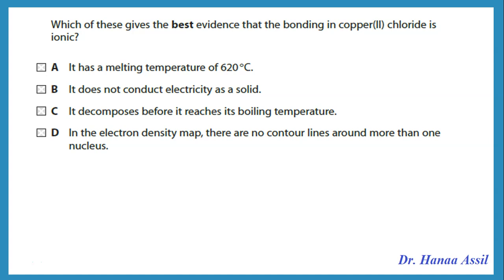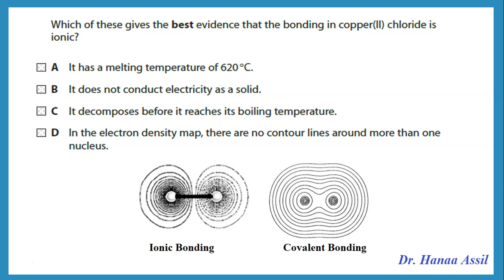Which of these gives the best evidence that the bonding in copper 2 chloride is ionic? So if we have copper 2 chloride and I want to show that it is purely ionic, well, from the contour lines, from the electron density map, we said if it is ionic, then none of the lines would overlap. So there are no contour lines around more than one nucleus. The contour lines are separate around the nucleus of each atom. That would indicate that it is purely ionic.